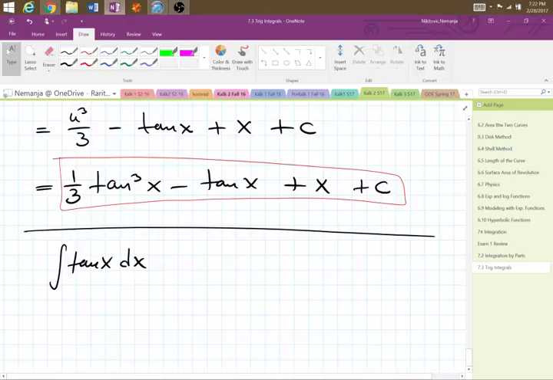Natural log of secant x plus c. How do we get that now? No, he knows it. No, he doesn't have a cheat sheet. He knows things. Follow his example. How do we get that?